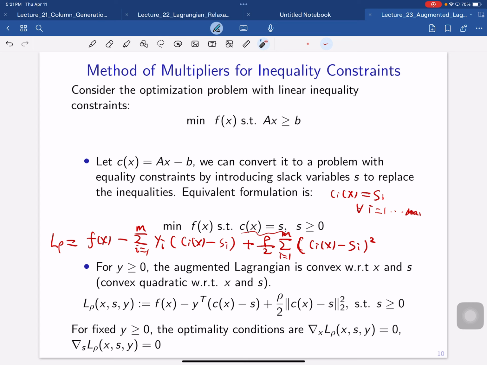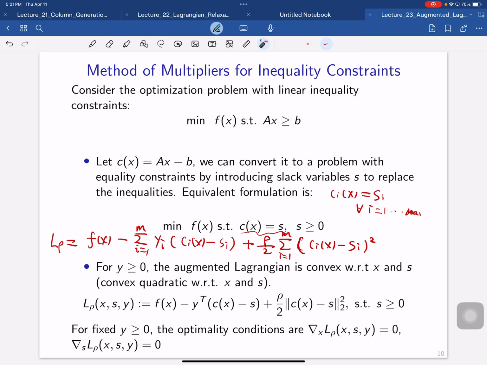Okay, so now as you can see, this problem is separable for all the s variables, right? Each of these si variables is separable. The si has nothing to do with all the other slack variables. Each of these is a summation and they are separable. So when you try to optimize this function, it is a convex function with respect to si, right? Then each of the si can be optimized separately.